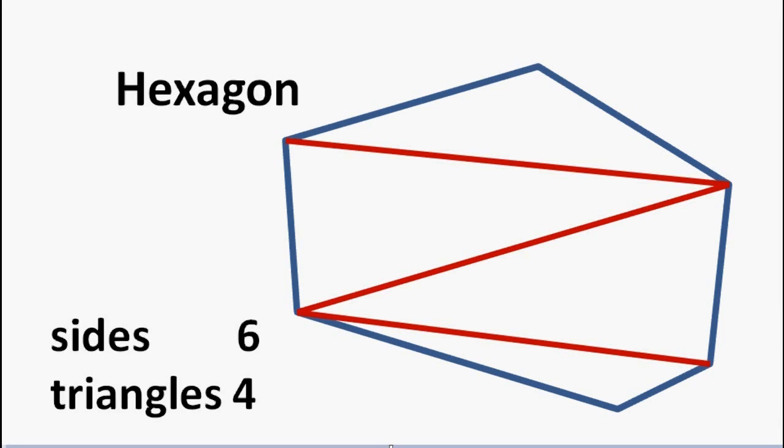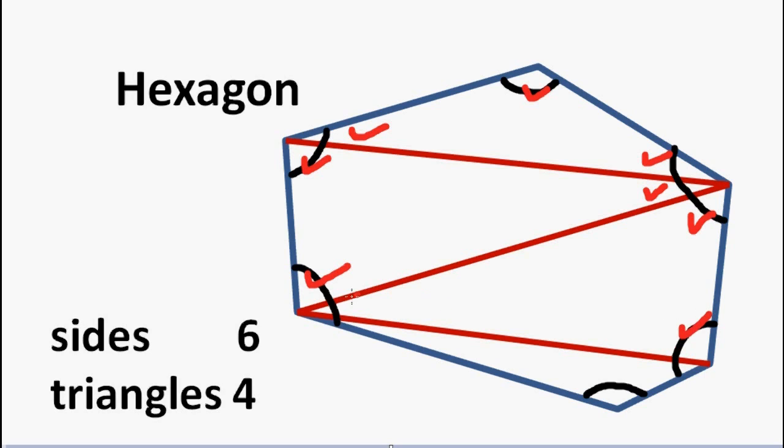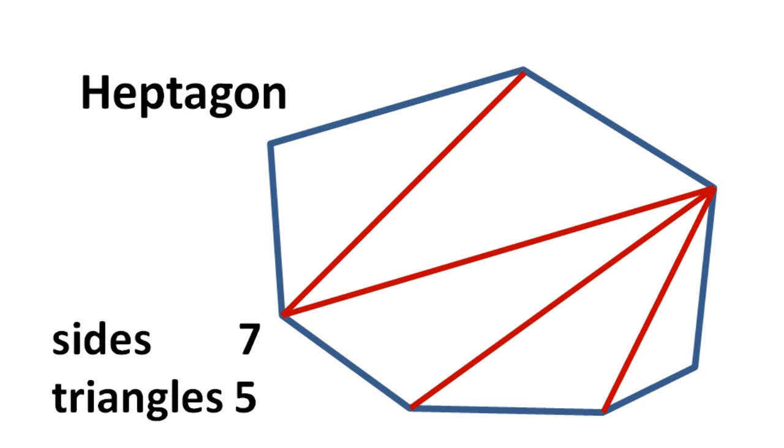In the same way, we can see that the sum of the interior angles of the hexagon, which I am marking out, the six interior angles of the hexagon, will be the same as what we will get by adding up the internal angles of the four different triangles. These are the angles of the first triangle, these are the angles of the second triangle, these are the interior angles of the third triangle, and these are the interior angles of the fourth triangle. The heptagon has seven sides and it can be divided into five triangles.